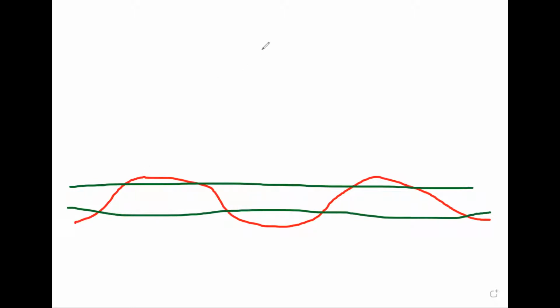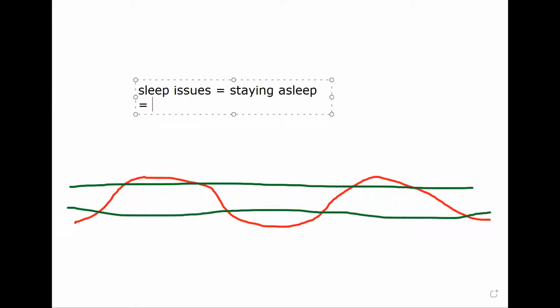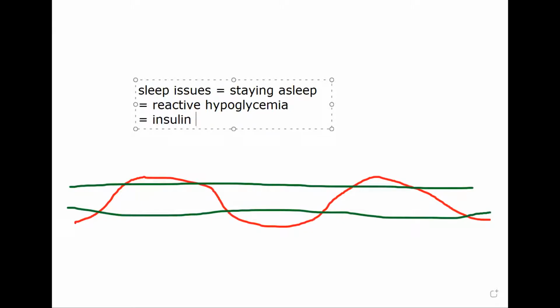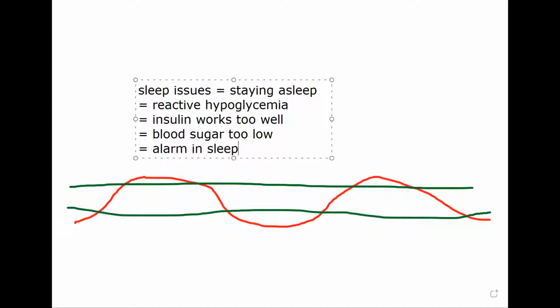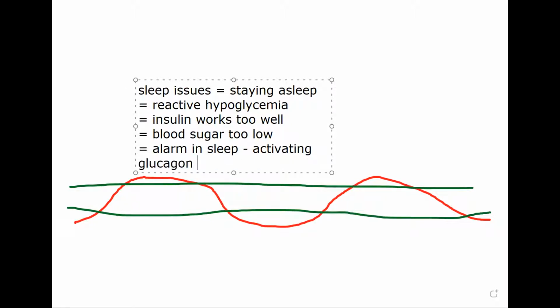So let's talk about sleep and reactive hypoglycemia then. Sleep issues, staying asleep. This is not going to sleep. Equals reactive hypoglycemia, which equals insulin works too well, equals blood sugar too low, equals alarm in sleep, activating glucagon ideally. Glucagon's not a stimulating hormone per se.